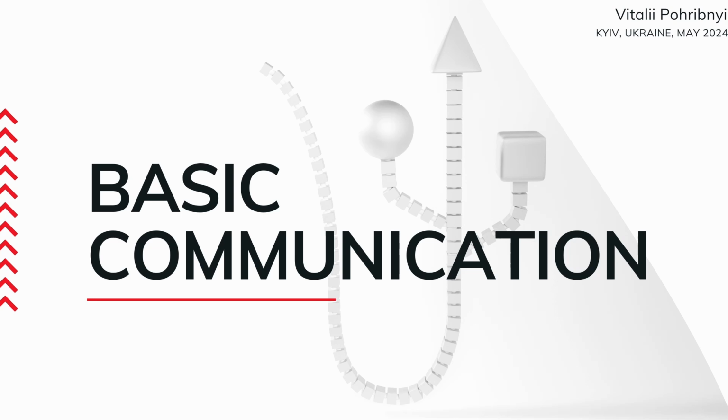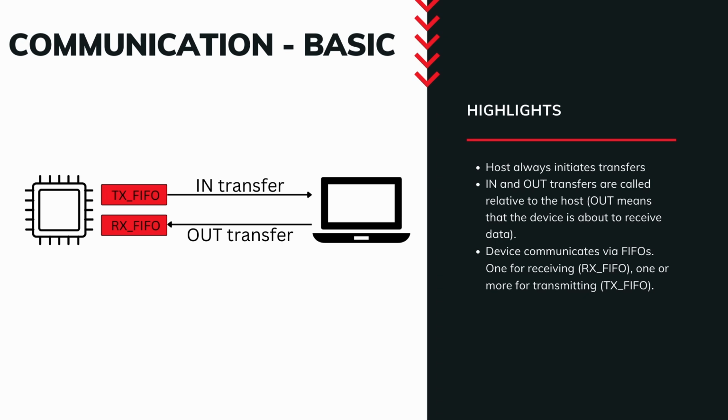Today we'll take a look at what has to happen to make possible basic communication between the host and device. But before that, I'd like to discuss some theoretical topics so that the code I'll write later makes sense. First of all, in USB there are two types of transfer, namely in and out, meaning that the data goes inside and outside the host.